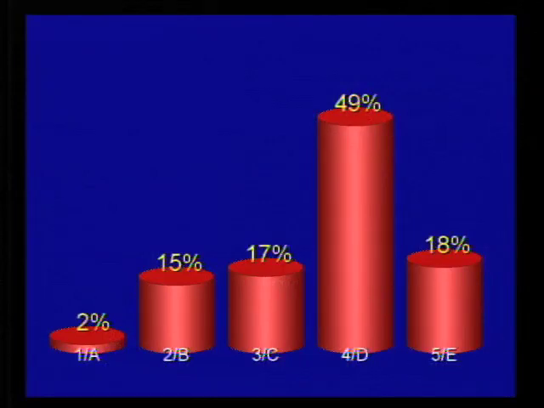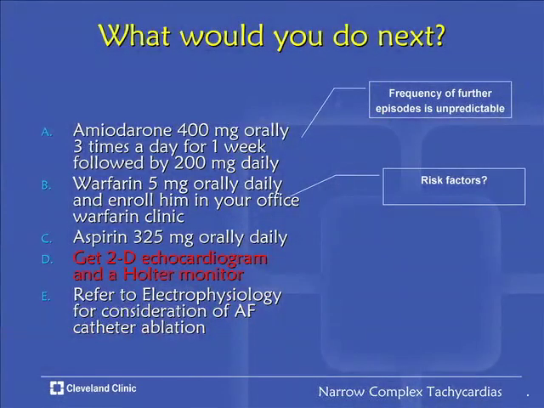Right, okay, good. Most of us believe that we should get a 2D echo and a Holter monitor. Exactly right. The reason is we want to assess whether there is anything wrong with this gentleman's heart. Is there anything wrong that explains why this young gentleman has atrial fibrillation? Assessing whether he has structural heart disease, heart failure, valvular disease, or mitral stenosis could help us find a heart disease, but also help us with management with respect to rate control and anticoagulation.